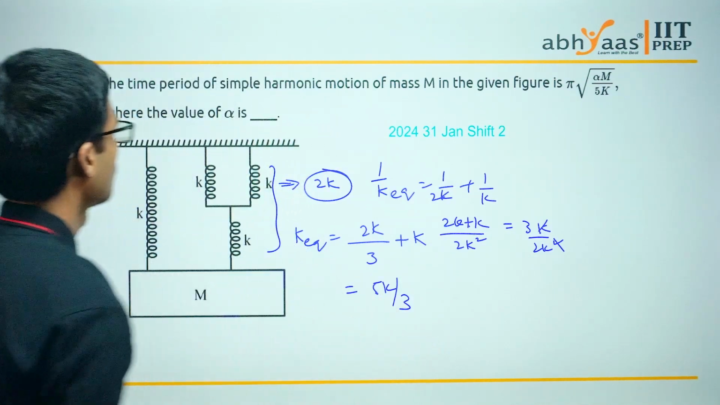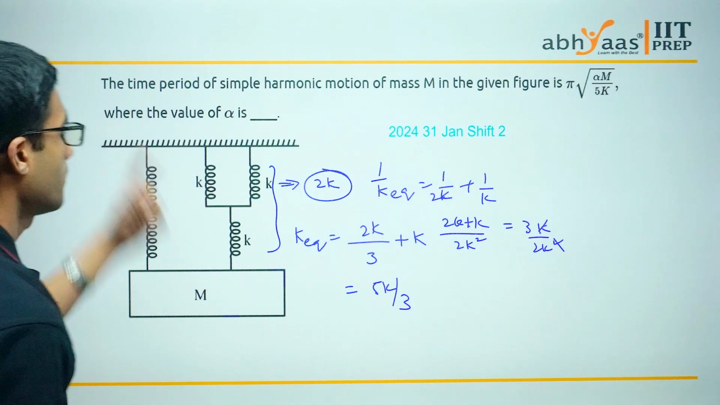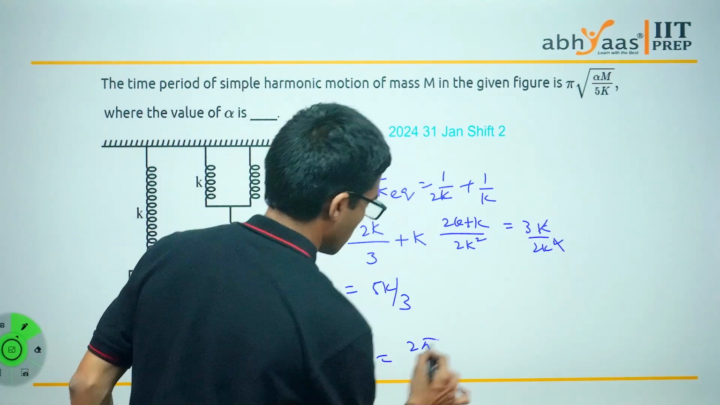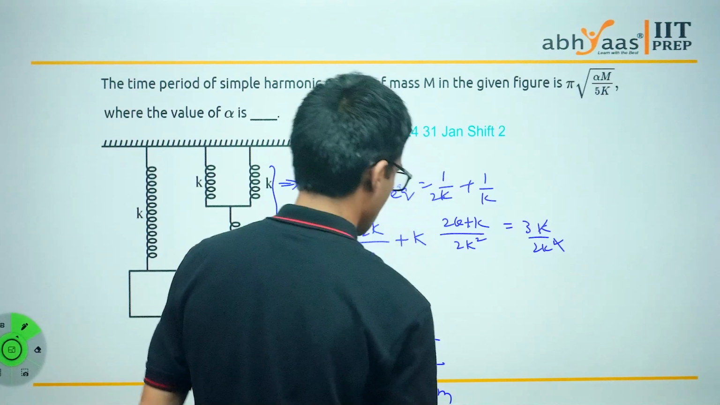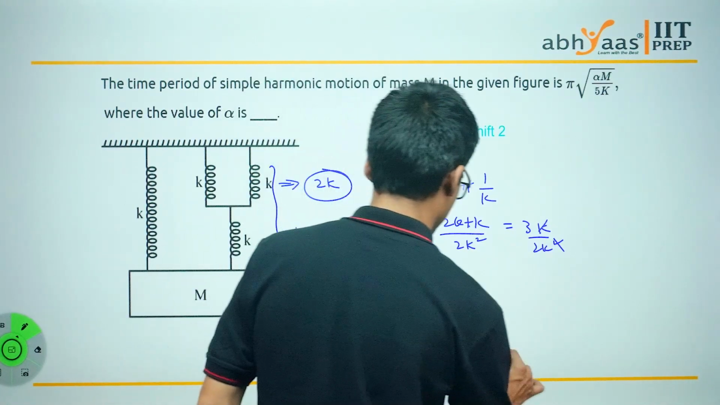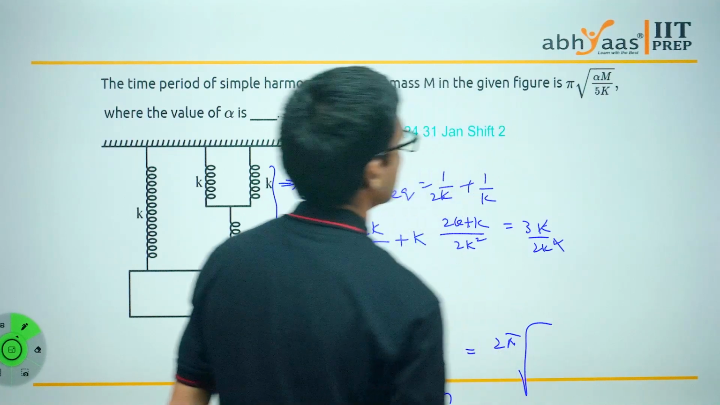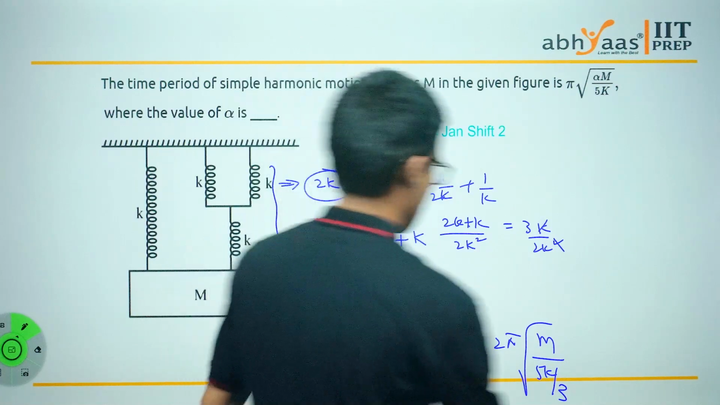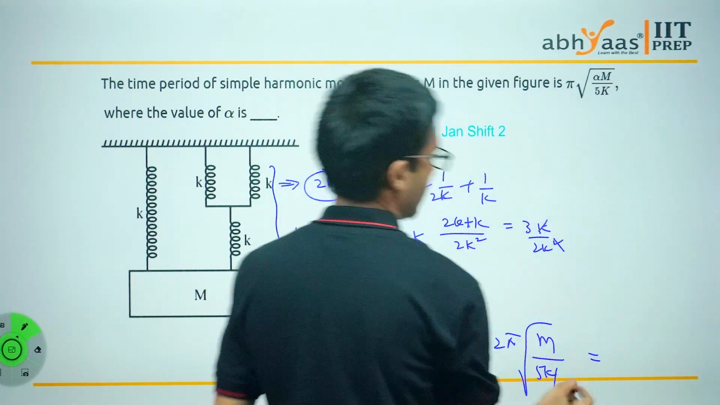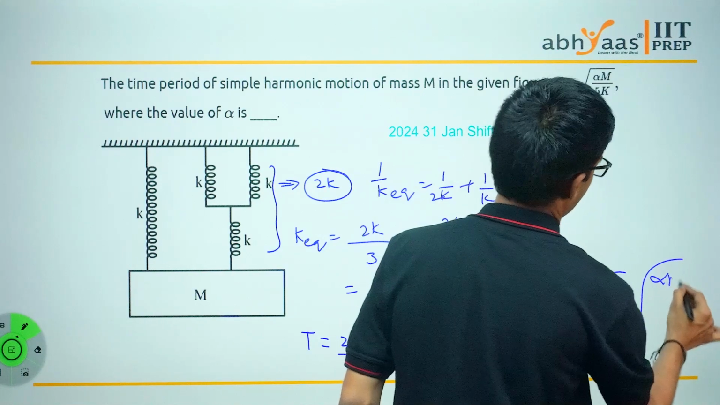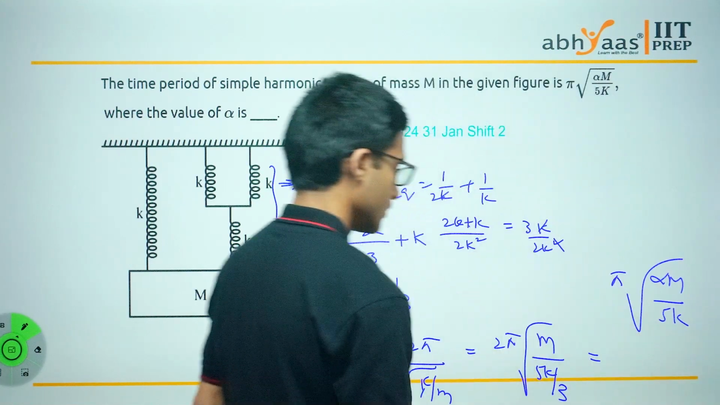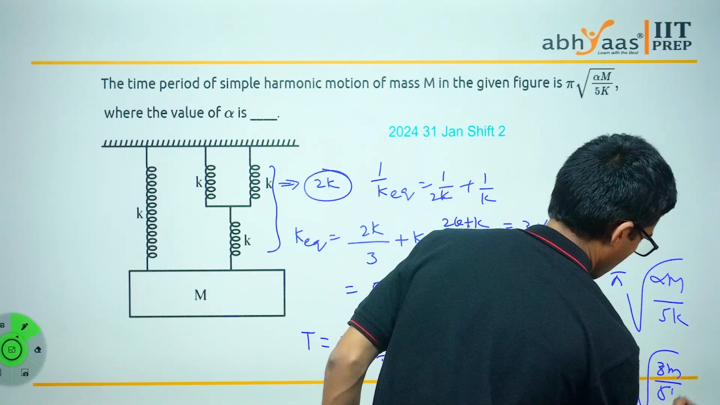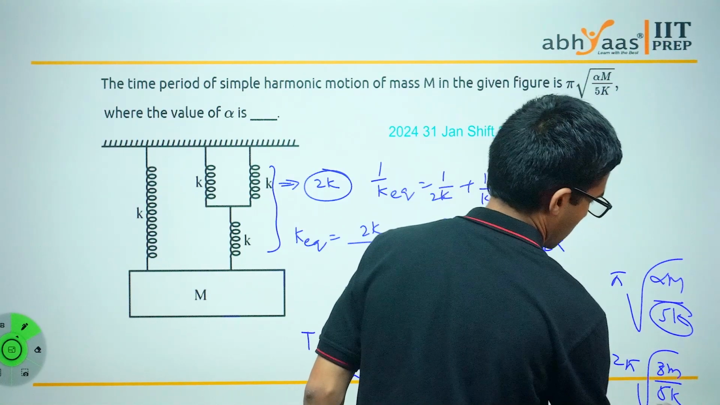Now what you need to calculate? Time period. Time period equals 2 pi by omega, that is 2 pi into root of m by k, but here k is k equivalent. So 2 pi into root of m by 5k by 3. In terms of pi into root of alpha m by 5k, this is 2 pi into root 3m by 5k, and with 5k in the denominator it's the same.